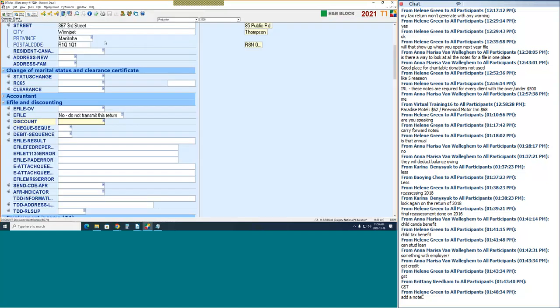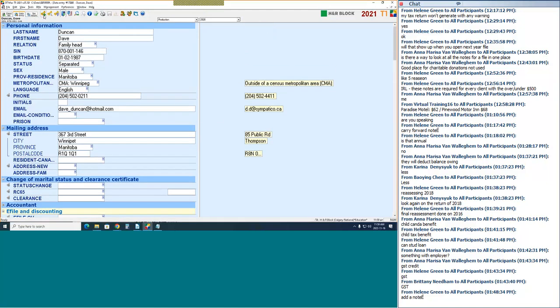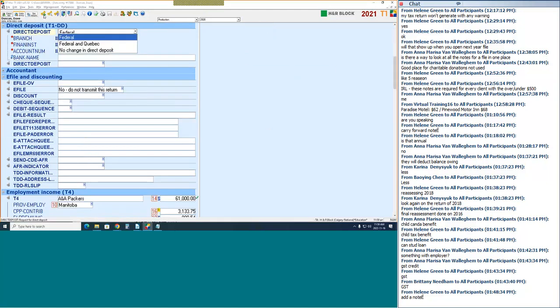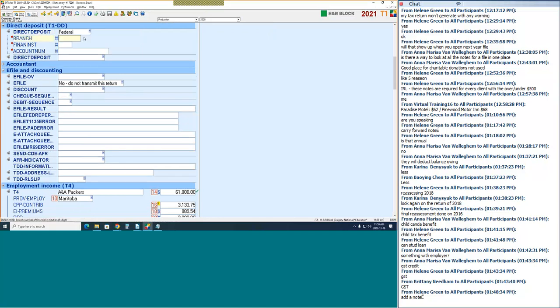So to do direct deposit, let's assume that Dave Duncan would like to sign up for direct deposit. In that case, I'm going to give you some information here, and we have a keyword called direct. Direct will take you to direct deposit. They're going to choose what they want to direct deposit. Do they want their federal return or federal in Quebec? We're going to do federal return. It's going to ask for the branch number, the financial institution, and the account number. I'm going to give you two of those.